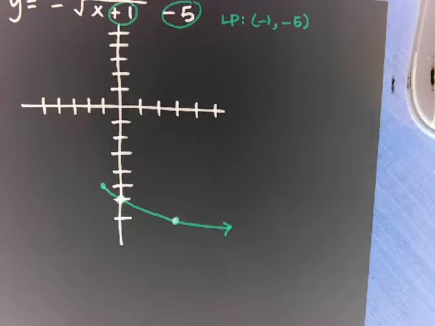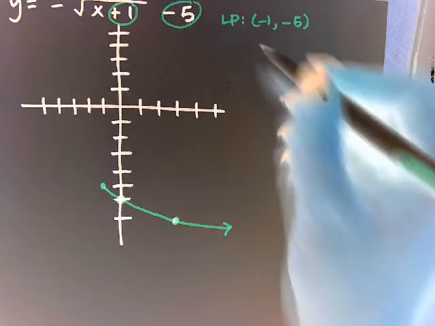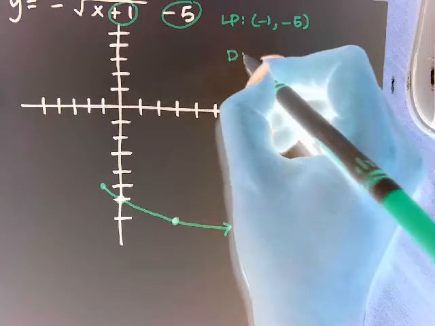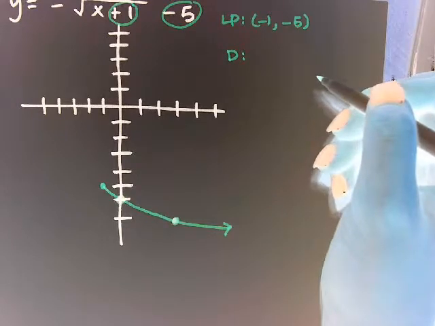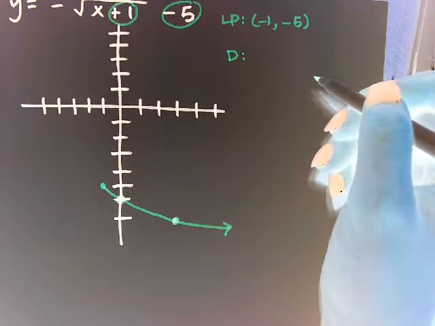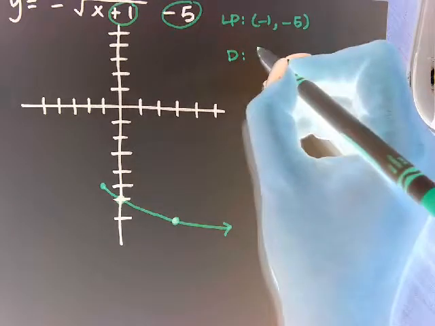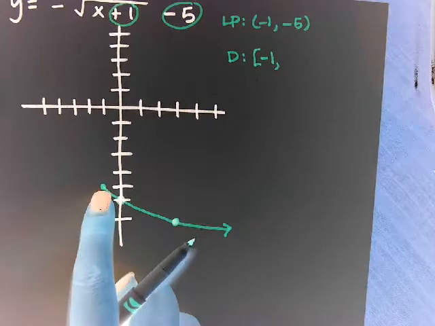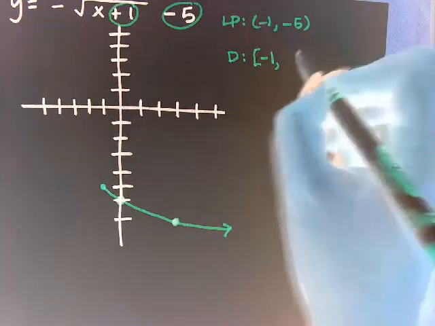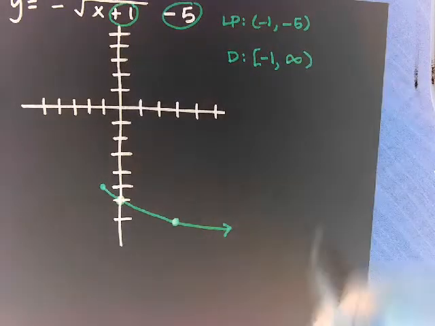Okay, so we're going to write down a few things about this graph before we find the inverse. So one thing I want us to write down is what the domain of this graph is. What is the domain? How far left does it go? How far right does it go? -1 is the furthest to the left that it goes, right? Because that's not an arrow, it stops suddenly. And positive infinity is how far right it goes.